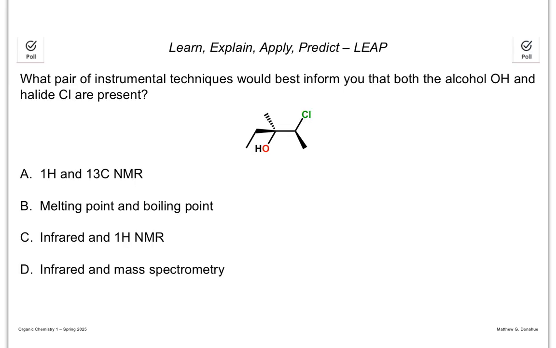So what pair of instrumental techniques would best inform that both the alcohol and the chlorine are present? For halogens, we want to use mass spec. For alcohols, we want to use IR because those have the best signatures for those functional groups. So this would be D.